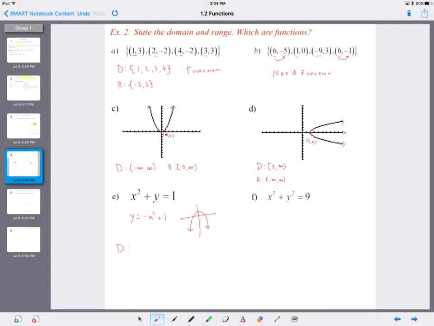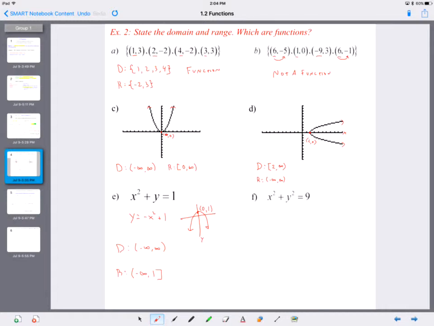And so your domain, since it is a quadratic opening up and down, is all reals. And then your range, what's that range? Well, what's the smallest value? Well, it goes down to negative infinity. It's just going to keep going. But it only goes up to this point, which is at 0, 1. So that's as high as it goes. So you always start with the smallest number, which is negative infinity, up to 1, and then you use brackets on that to include it.